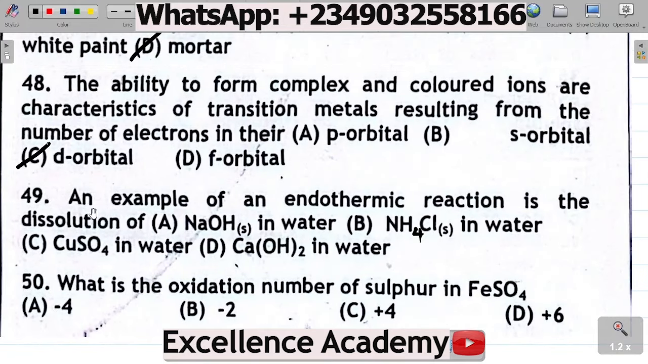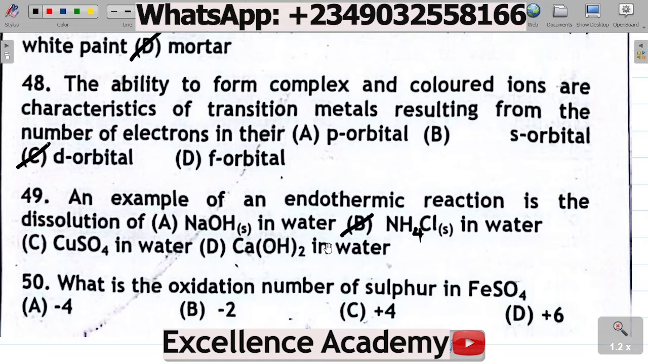Question 49. An example of an endothermic reaction is the dissolution of A. Sodium hydroxide in water, B. Ammonium chloride in water, C. Copper tetraoxosulfate 6 in water, D. Calcium hydroxide in water. For 49, the correct answer there is B, which is ammonium chloride in water, right?